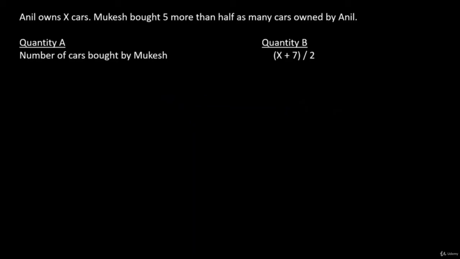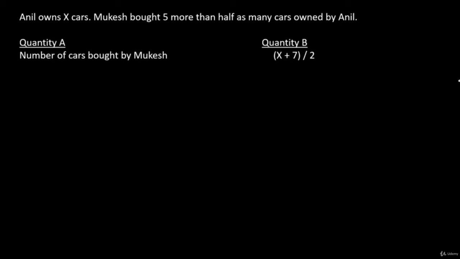Let's do this question. Anil owns X cars. Mukesh bought 5 more than half as many cars owned by Anil. Now, quantity A is the number of cars bought by Mukesh, and quantity B is (X plus 7) by 2. Alright, pause the video, give it a try, and then let's do it together. Alright, we are back. I hope you have given it a try.